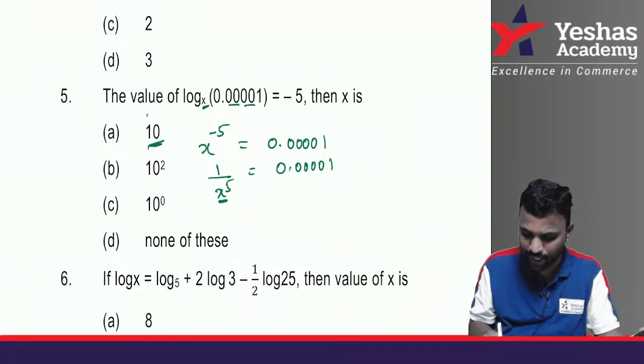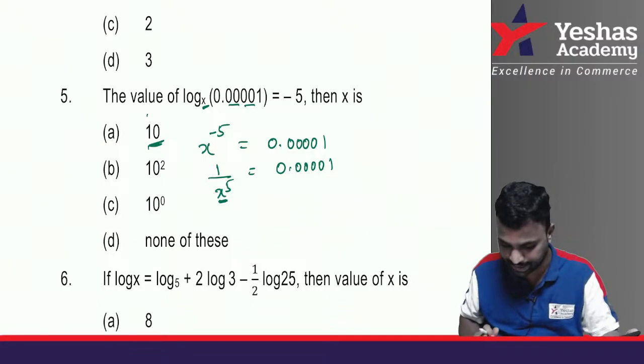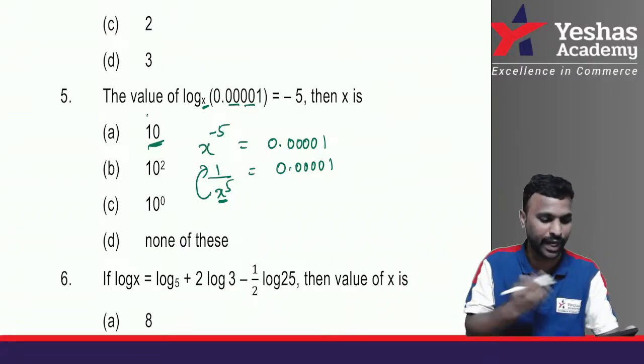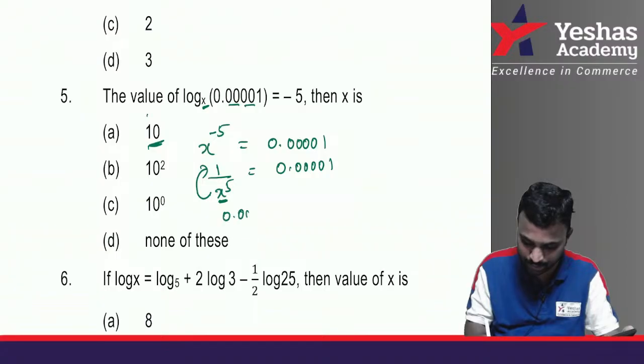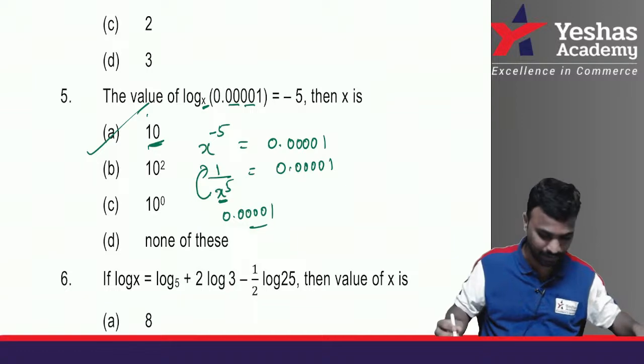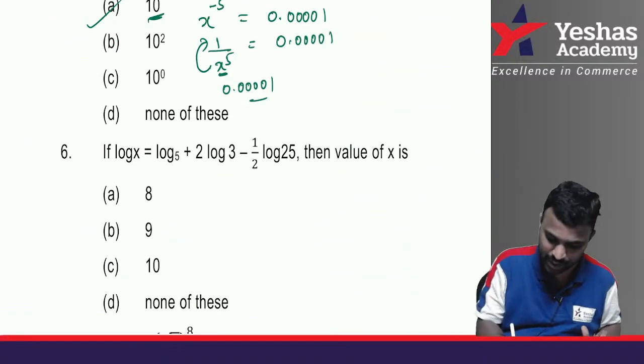Guys, first of all, find out 10 power 5. Type 10 in the calculator, press multiply, keep on pressing equal until the counter number is 6, and then take the reciprocal by pressing divide and equal, so you get 0.00001. That means option A itself is the right answer. Hope it is clear. Moving on to the next question, question number 6.